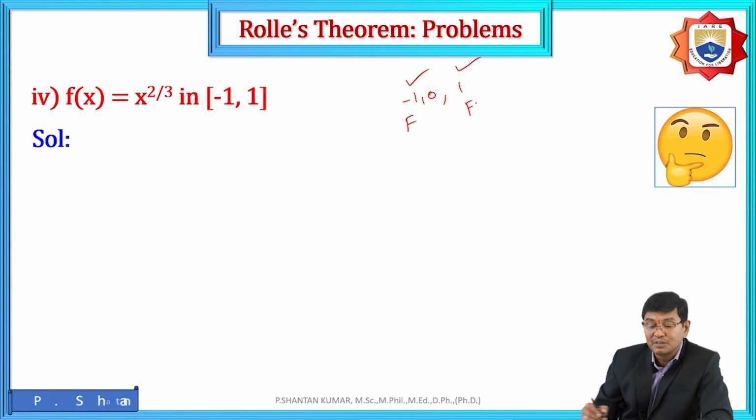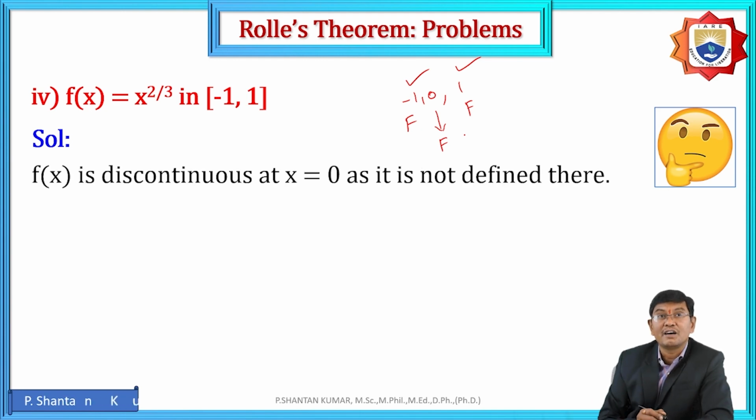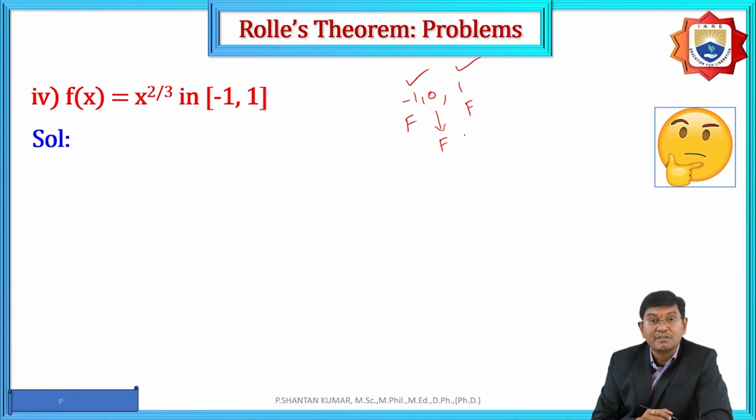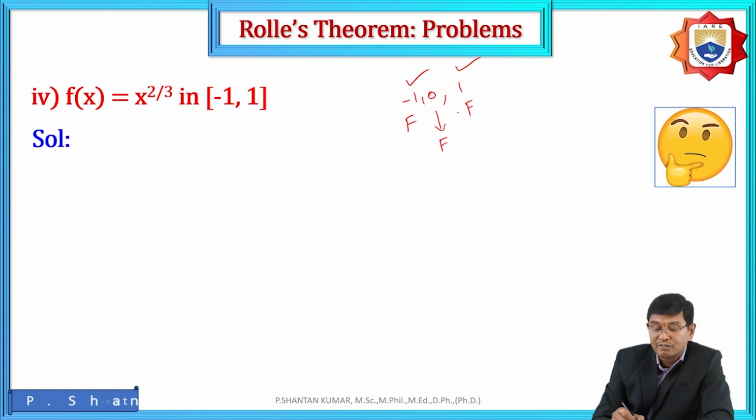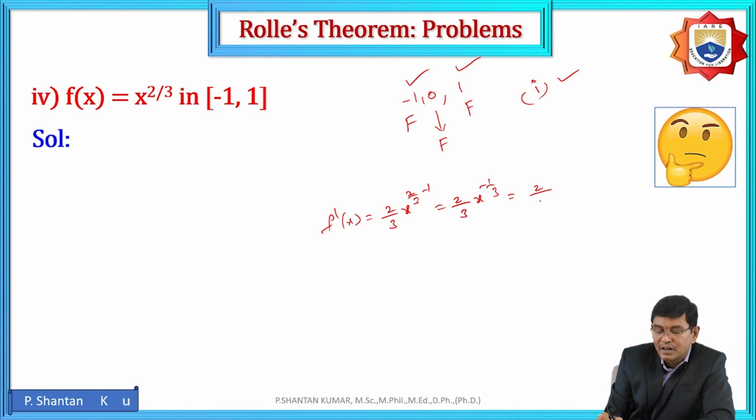At x equal to 0, 0 power of 2 by 3 is also a finite value. That means f of x is a continuous function under the interval minus 1 comma 1, so the first condition is satisfied. Now the derivative: f dash of x is 2 by 3 into x power of 2 by 3 minus 1, which is 2 by 3 x power of minus 1 by 3. It is nothing but 2 by 3 into 1 by x power of 1 by 3.